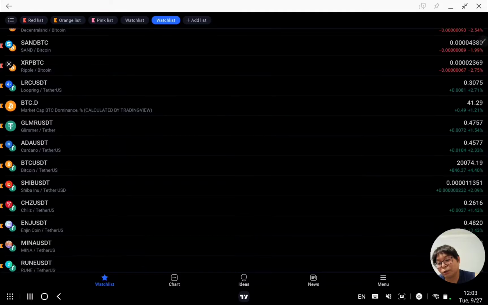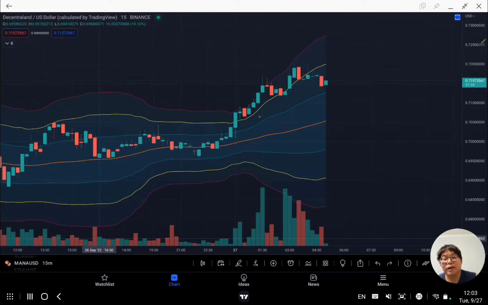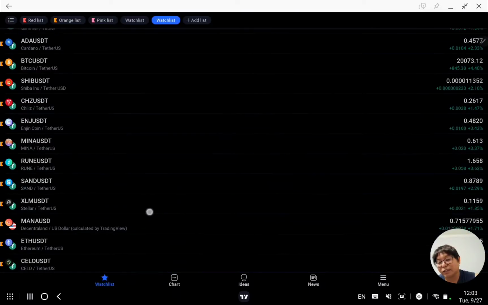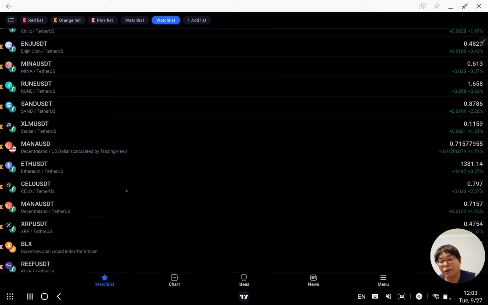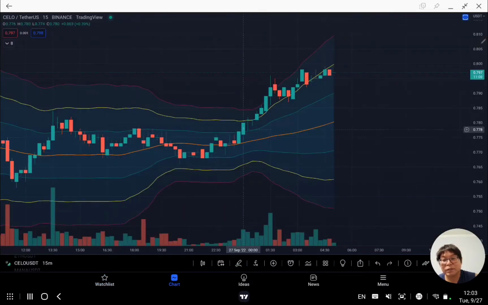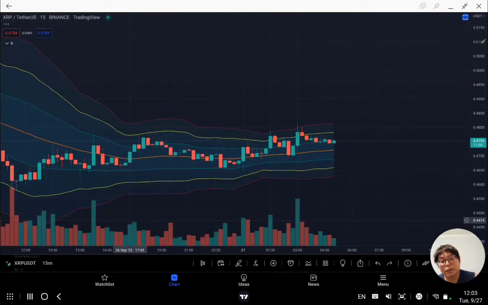What I wanted to show y'all is actually the US dollar. There it is. Mana is going up also. See, everything's going up. It's just not as fast as Bitcoin. So Bitcoin is king right now, and it's gaining dominance. Celsius going up, everything's going up.